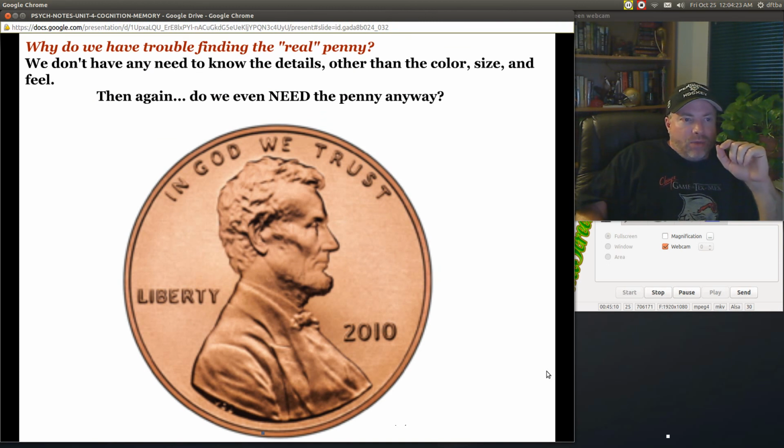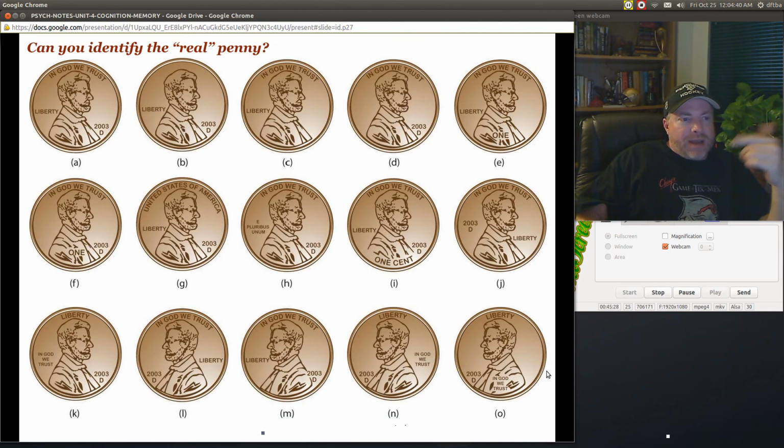That's the one. So why do we have trouble finding the real penny? We don't have any need to know the details of a penny other than the color, the size, and the feel of it, right? So we don't memorize which way Lincoln's facing and what the words at the top and the bottom say either. So let's look back here. Which one is it? Which one is it?